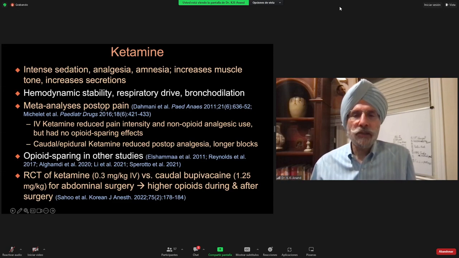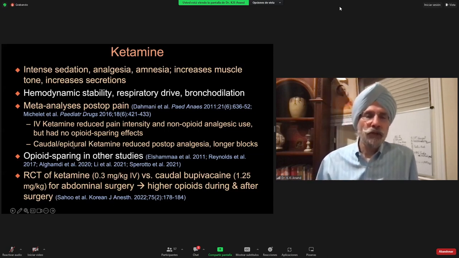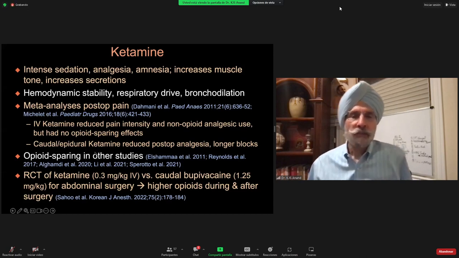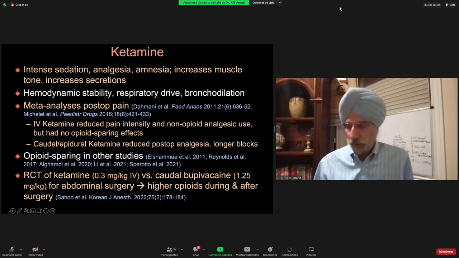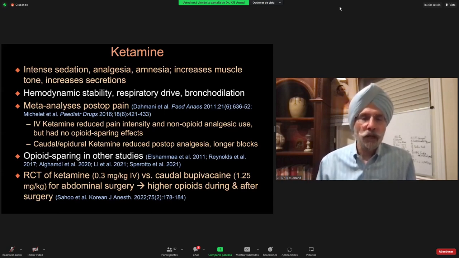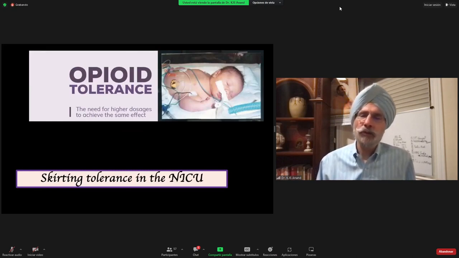So there are several meta-analyses showing that it reduces pain intensity and need for non-opioid analgesia. There were no clear opioid-sparing effects, but it can be used both intravenously and through regional anesthetic techniques. There are other studies in the younger infants and children where it has shown some opioid-sparing effects. This was in the two meta-analyses on postoperative pain, but there's a fairly good amount of data to show it can have some analgesic effects and reduce the need for opioids. So why are we so focused on trying to reduce the need for opioids?